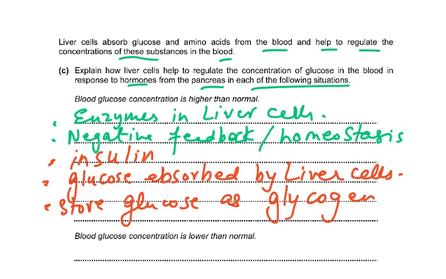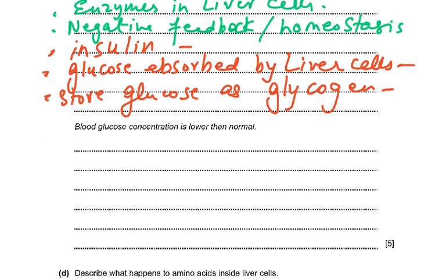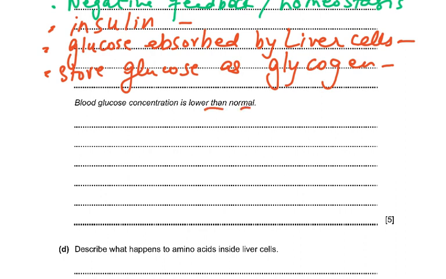So the first two points, enzymes in the liver cells and negative feedback, you could have written in any section, but for this section, if the blood glucose concentration is higher than normal, then you have to talk about insulin, glucose absorbed by the liver cells, and stored as glycogen. But under the heading where blood glucose concentration is lower than normal, then you have to talk about glucagon.